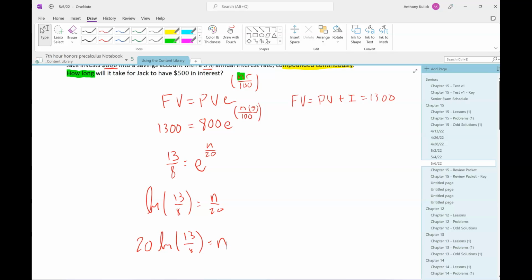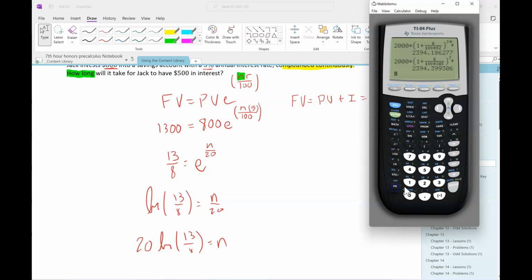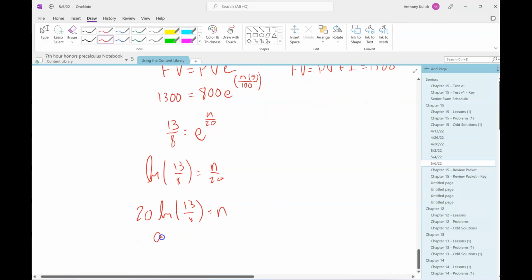No big deal, right? Looks exactly like the kind of solving we did in the previous chapter. In fact, this is kind of the easiest version of those solving problems we saw in the previous section. So I get about 9.7 years, or 9.71 years.